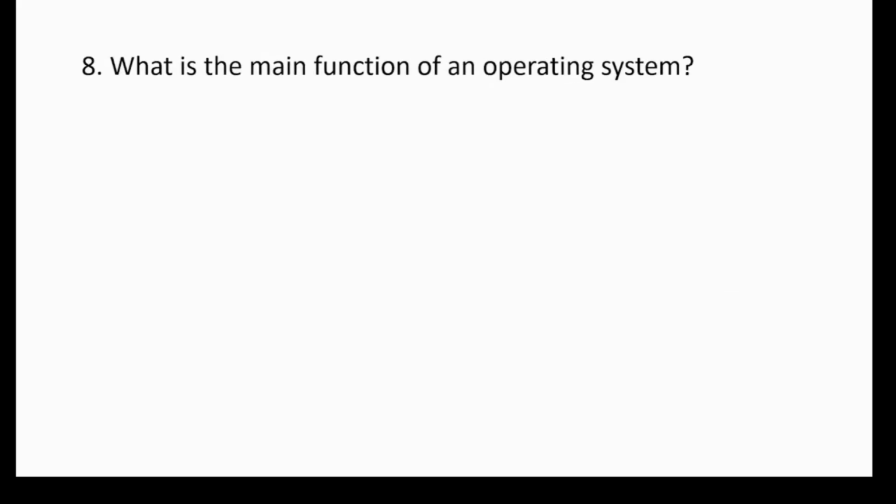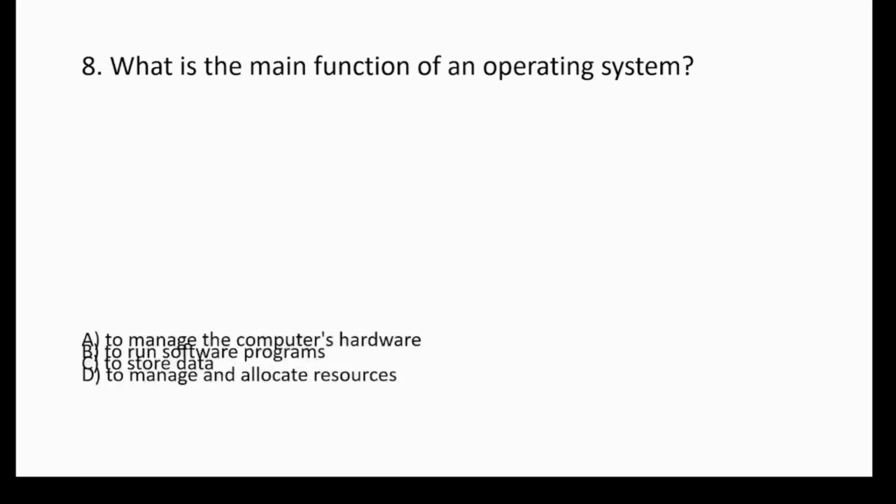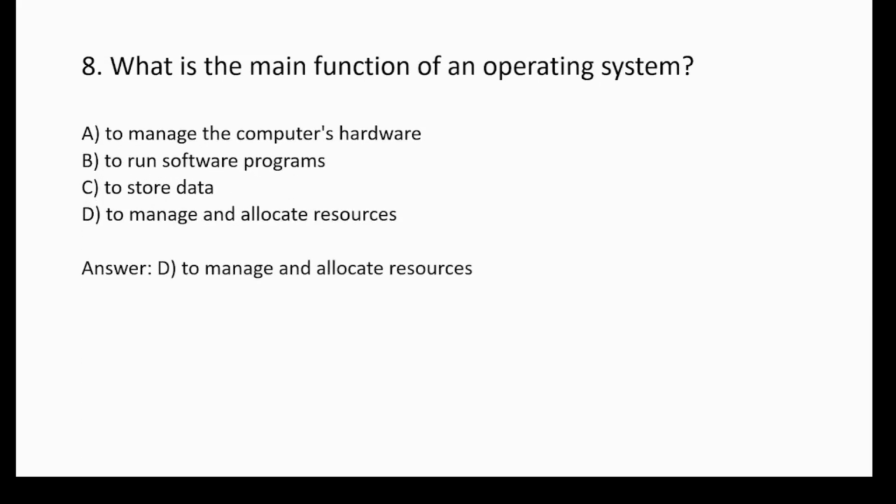Question number 8. What is the main function of an operating system? Option A, to manage the hardware, to run software programs, to store data, to manage and allocate resources. Right answer is to manage and allocate resources.